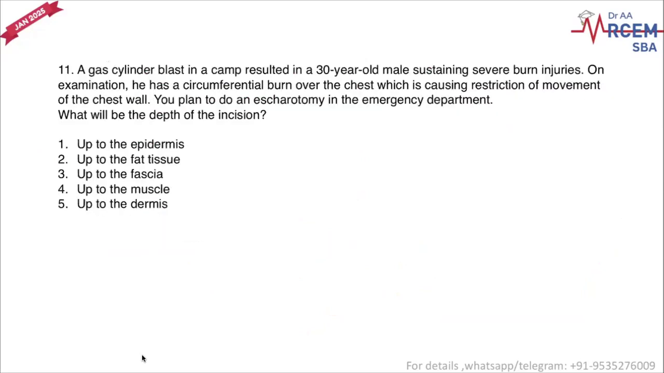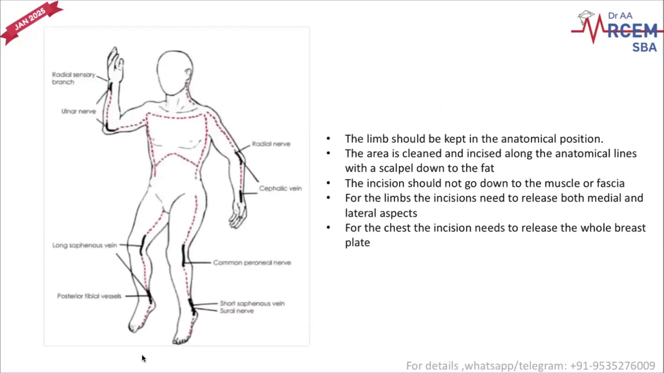A gas cylinder blast in a camp resulted in a 30 years old female sustaining severe burn injuries. On examination, she has a circumferential burn over the chest, which is causing restriction of the movement of the chest wall. You plan to do an escharotomy in the emergency department. What will be the depth of incision? What do you need to remember? This is the additional point I wanted to discuss with the question here.